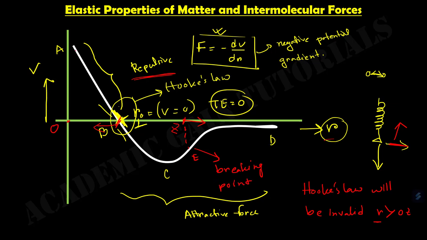So along the path from ABC to E, our elasticity properties will be shown. Beyond this E, the elasticity property will not be shown, and the matter will be at the breaking point. After this E point, the matter will be deformed in the plastic region, which is known as the plastic region.